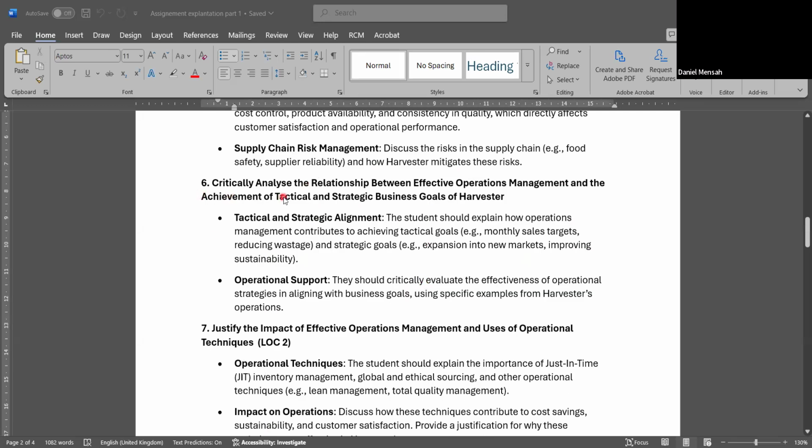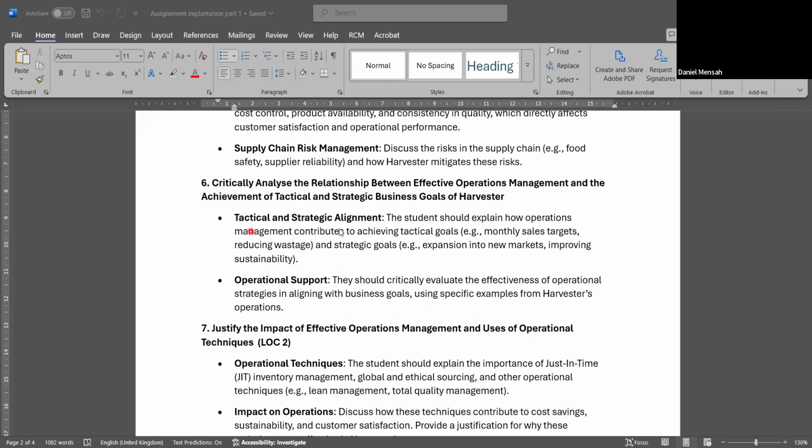Now in point 6, you are going to critically analyze the relationship between effective operation management and the achievement of technical and strategic business goals of Harvester. So in the organization, there will be strategic goals and there will be tactical goals. Then you will be checking how the operations are helping to achieve those goals through cost efficiency, cost reduction, quality, or efficiency in their performance.